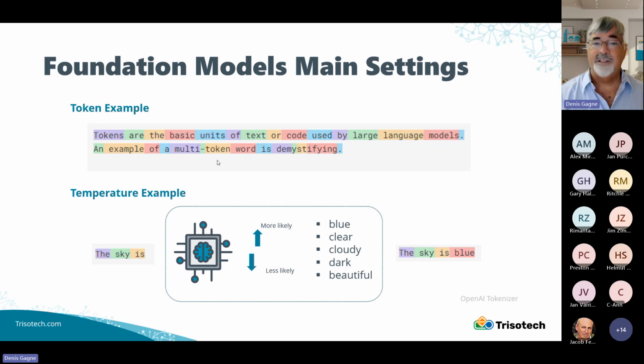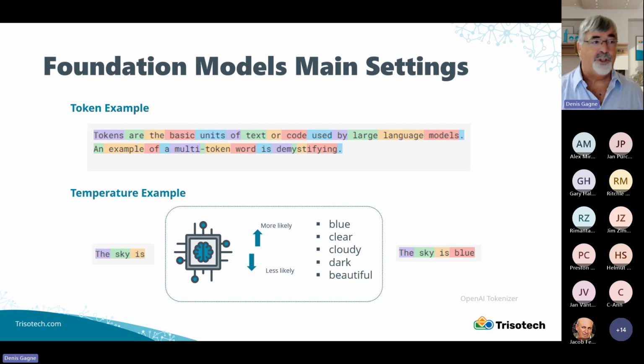So with tokens, you can see in the first sentence that tokens are mostly words, and then there are some examples of multi-token words, like demystifying here, that's broken up into multiple tokens as opposed to a single token. When I'm playing with the temperature of my foundational model, if I start my prompt with "the sky is," the model will try to predict what the next word should be. It will come up with a list: blue, clear, cloudy, dark, beautiful, and many other possible words. And then it will rank them in terms of the more likely or less likely word.